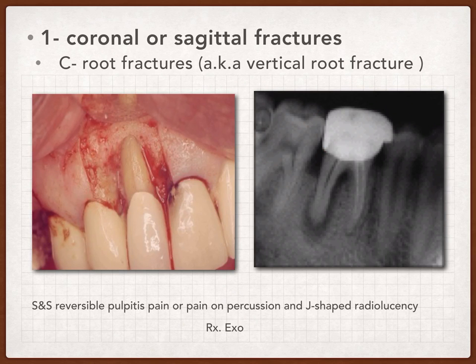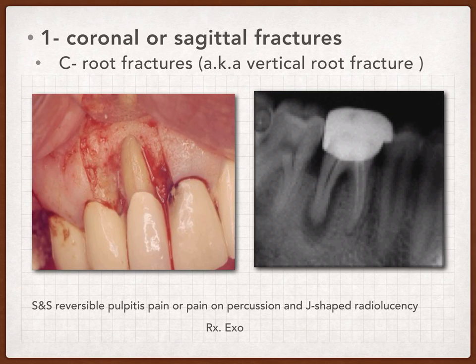And the last case of the vertical fractures is the root fractures, and that happens only in the root. In this case, it is also known as a vertical root fracture. For the signs and symptoms of the vertical root fracture, as we can see here in this picture, we should reflect a flap and either see it by inspection or do transillumination to aid us in the detection of the vertical root fracture.